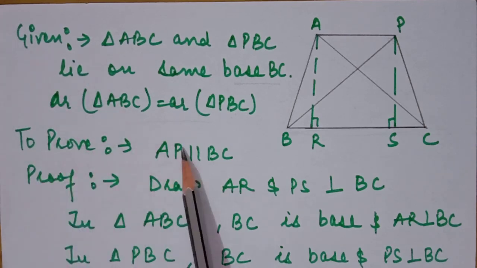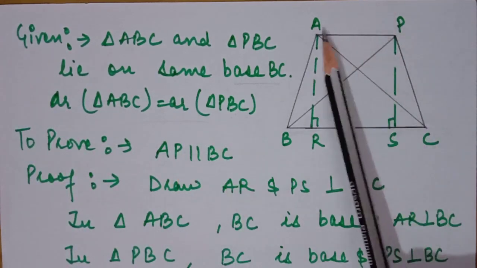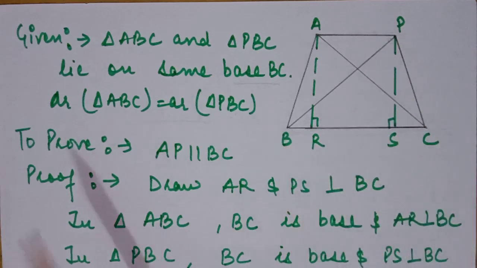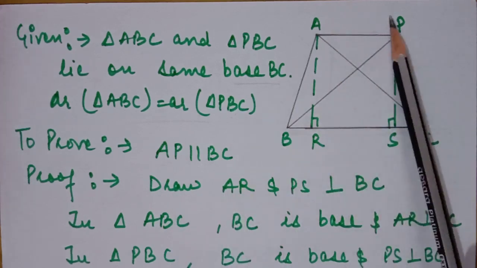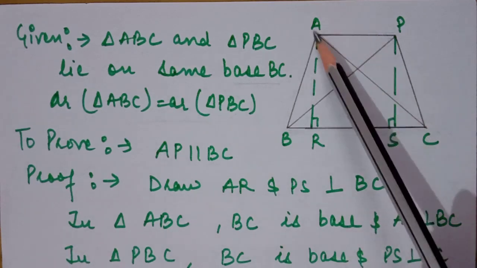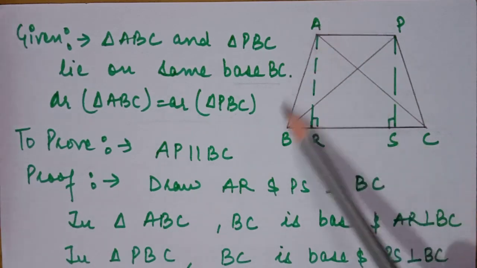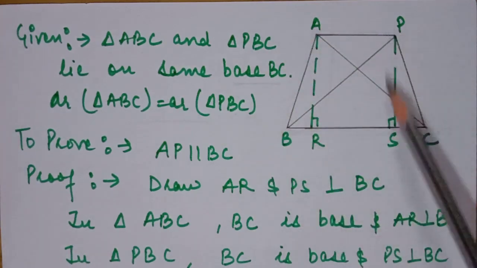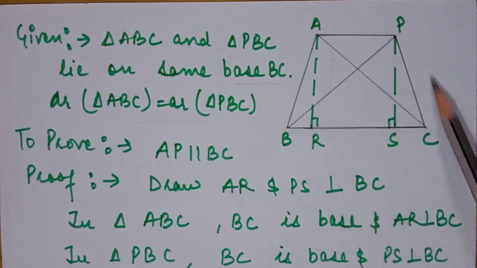We have to prove that AP is parallel to BC. We have to do a construction. Draw AR and PS perpendicular on BC. This AR is the perpendicular height of triangle ABC. PS is the perpendicular height of triangle PBC.